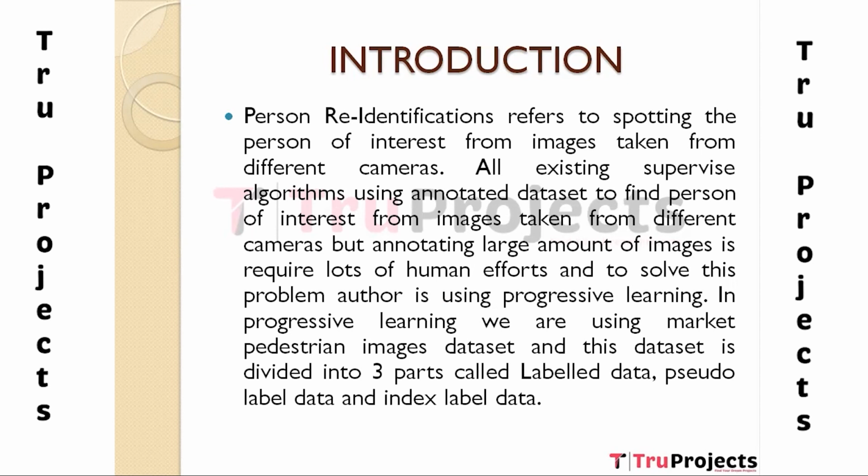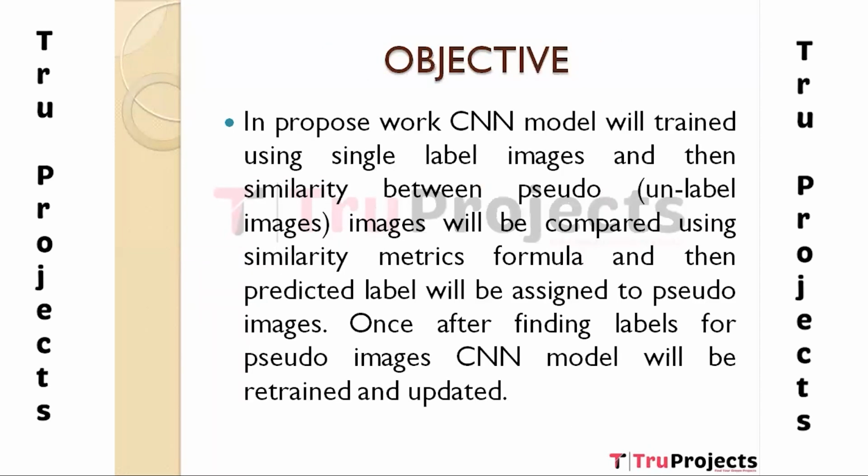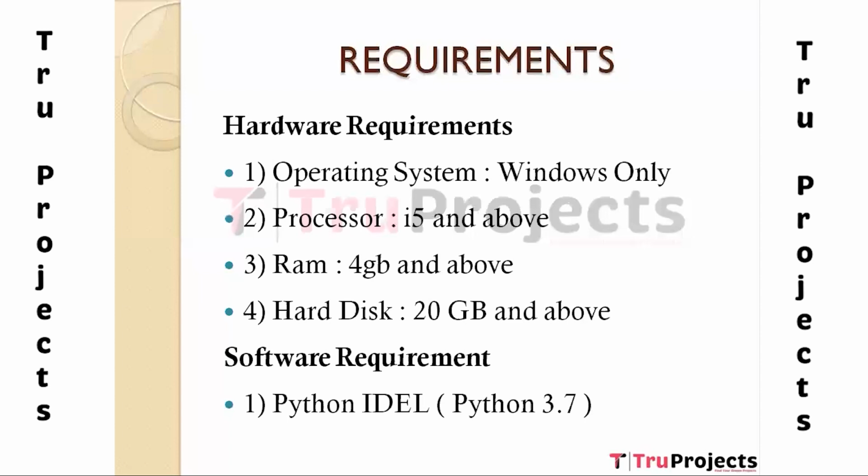requires substantial annotation effort. The main objective of this problem statement is to predict re-identification of a person by using different datasets, pseudo-labeled datasets and unlabeled datasets, and also using the CNN algorithm. Hardware requirements: operating system Windows, processor i5 and above, RAM 4GB and above, hard disk 20GB and above. Software requirements: we need to install Python version 3.7.